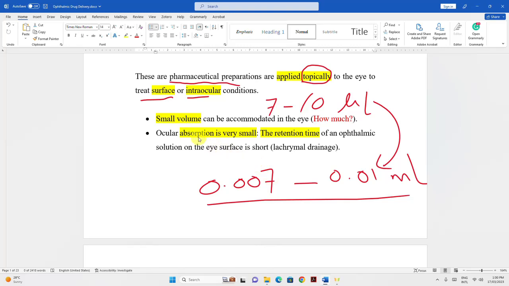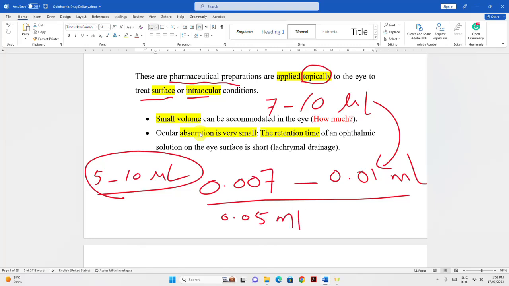That's why, if you want to administer a drop or a solution into the eye, the eye will usually accommodate something between 5 to 10 microliter. That's a very, very small amount. Imagine that a drop of water, a drop of solution, is about 0.05 ml, which is larger than everything I'm talking about here. So one very important thing is that the volume that can be accommodated on the eye is very small: from 5 to 10 microliter of the ophthalmic preparation.